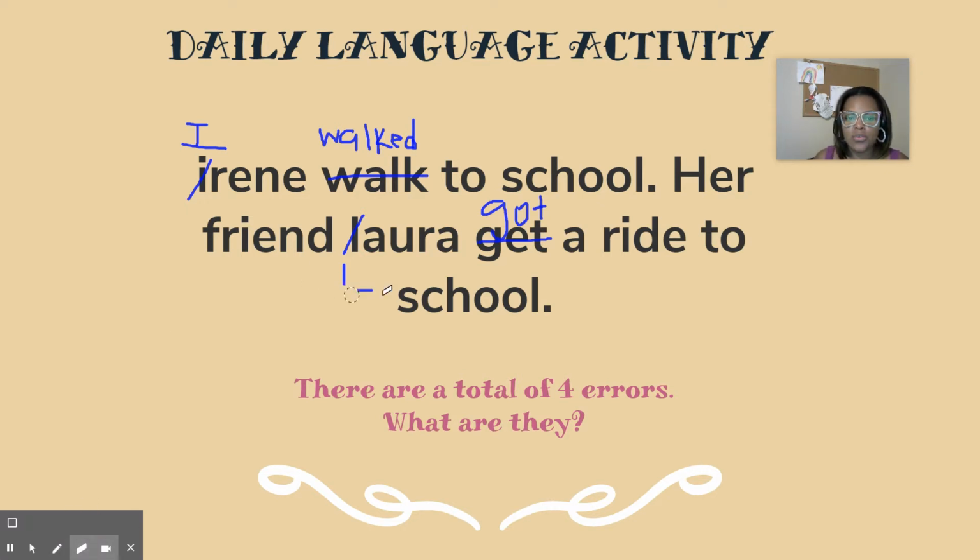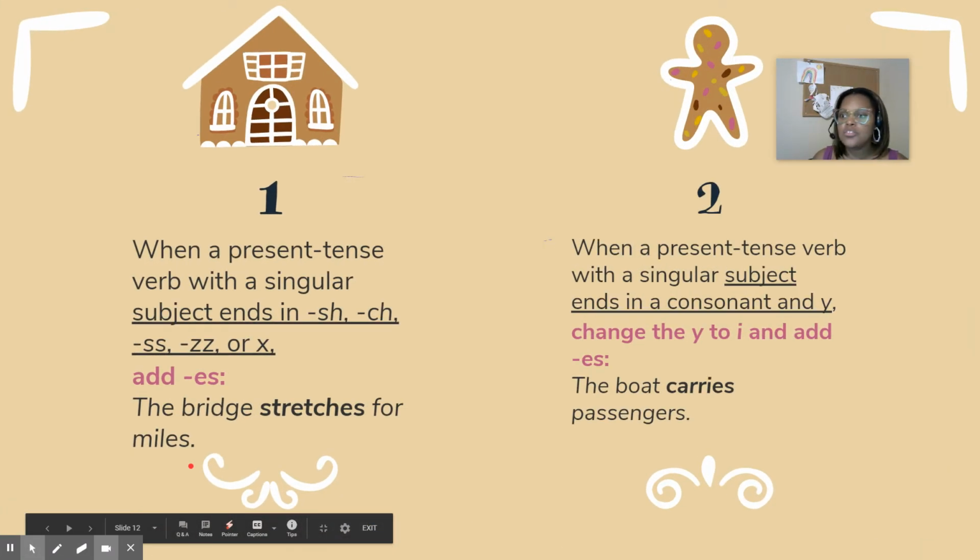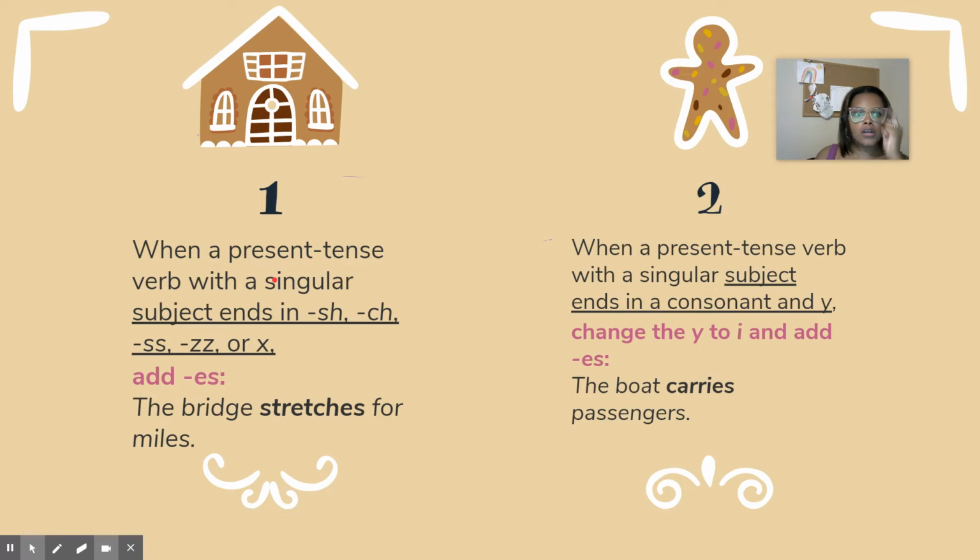Let's go ahead and get into our real lesson, which is really diving into subject-verb agreements. Very good. Let's do it. So here's the 2 rules for subject-verb agreements. Rule number 1, when a present tense verb is singular and ends in CH, SH, SS, ZZ, or X, we want to add an ES.